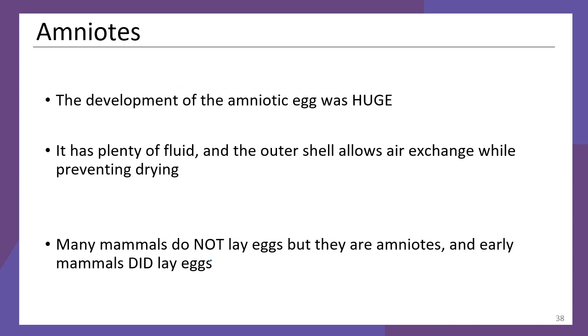With the amniotic egg, you can think of a chicken egg, for example, right? You've got that hard outer shell which allows air exchange while preventing drying. And so we can have this on land, it's not going to dry out, there's plenty of fluid in there. Now, many mammals do not lay eggs, but we're still part of this monophyletic group. Early mammals did lay eggs. Some mammals, monotremes, still have not lost the ability to lay eggs. And the kind of live birth that we have developed on from the amniotic egg.